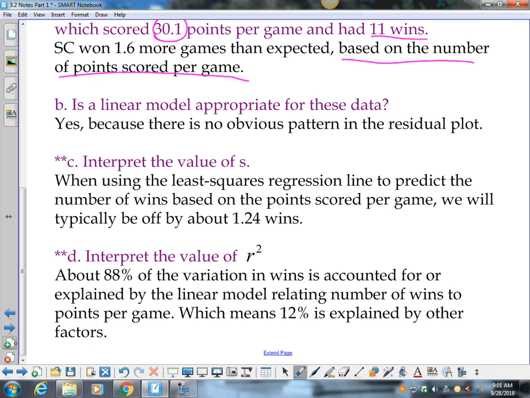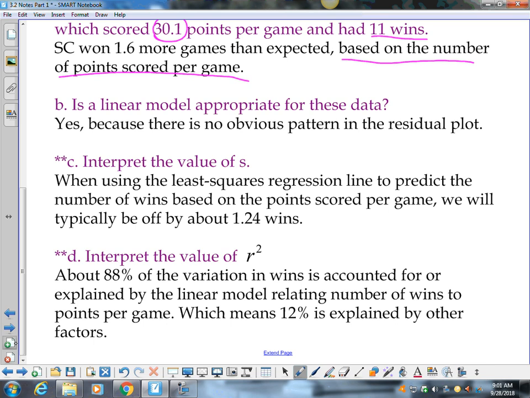Interpret the value of the standard deviation. When using the least squares regression line to predict the number of wins based on the points scored per game. Guys, all that is front loading where my information is coming from. I'm using the least squares regression line. What am I doing? I'm predicting the number of wins based on what? Based on the points scored per game. Okay, once you say that, then you're going to say we're typically going to be off, like our output is typically going to be off by 1.24 wins.